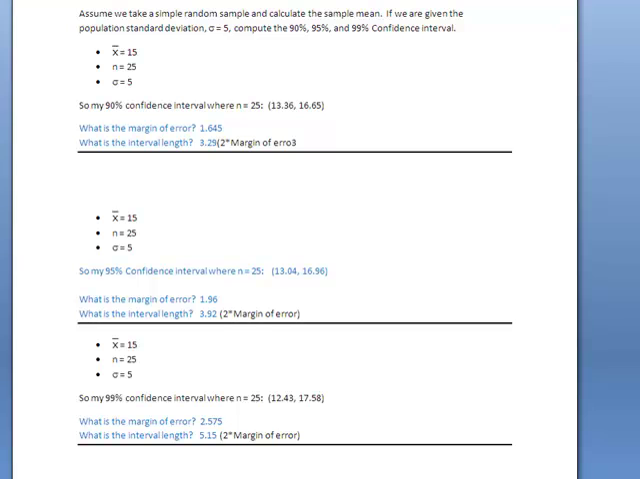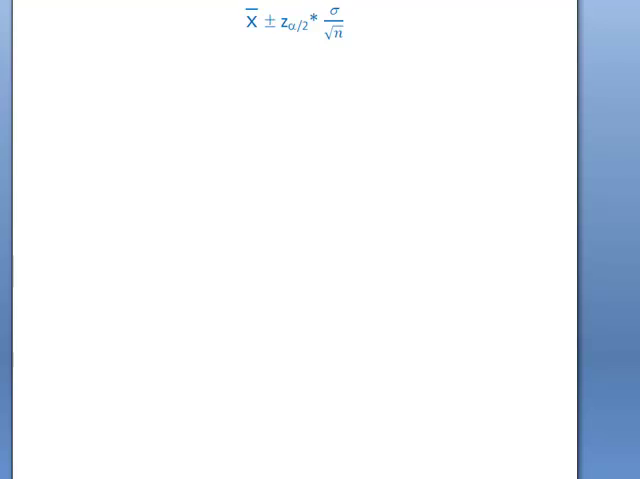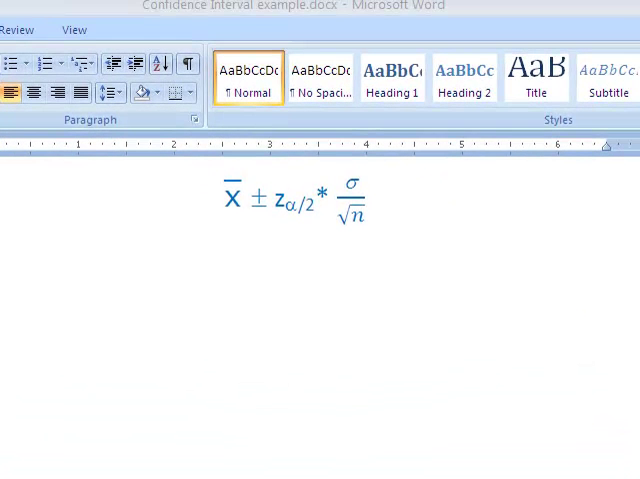Now why is that? Well, let's think of the general formula for a confidence interval. So here we have the general equation for a confidence interval. Whatever the value for x bar is, will not increase or decrease the confidence interval length.